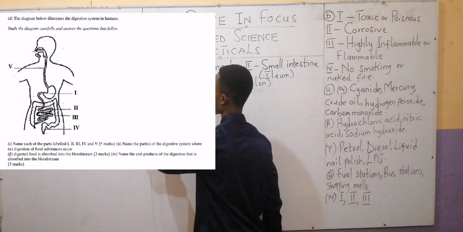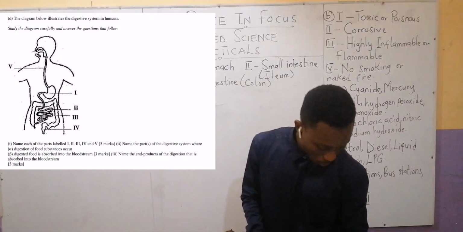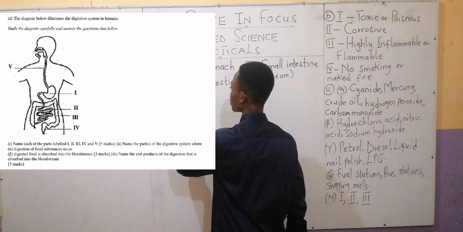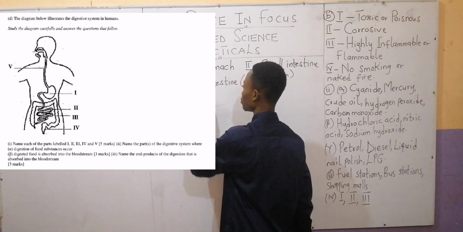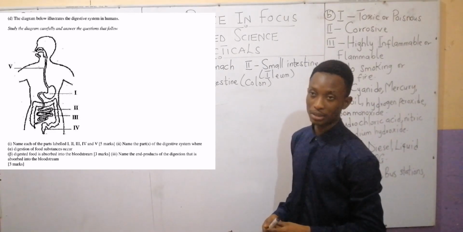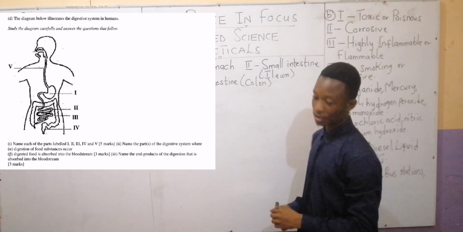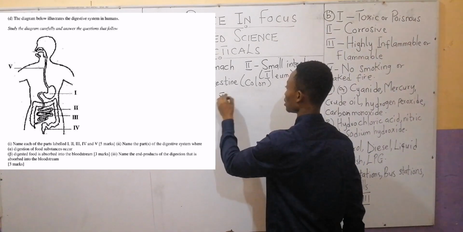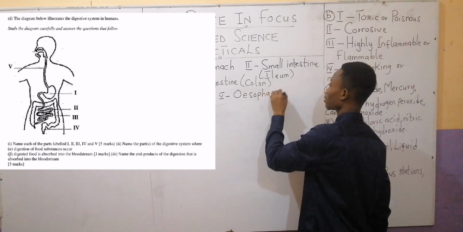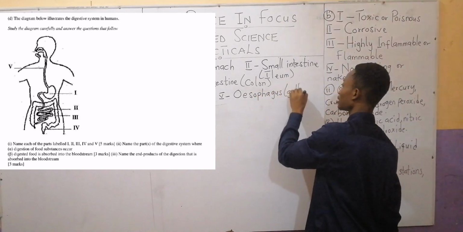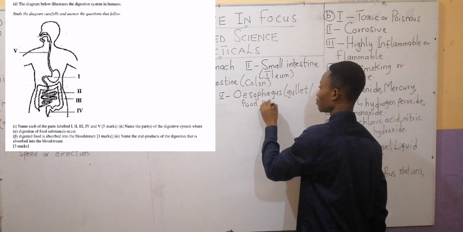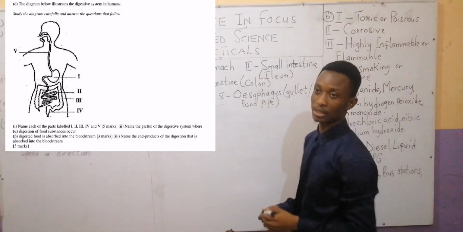IV. We have what we call the rectum. That is where the undigested part, the waste of the food, is kept before the anus finally releases it. The last one is the esophagus, or in other words, the gullet, or the food pipe. So it is the passage for food.